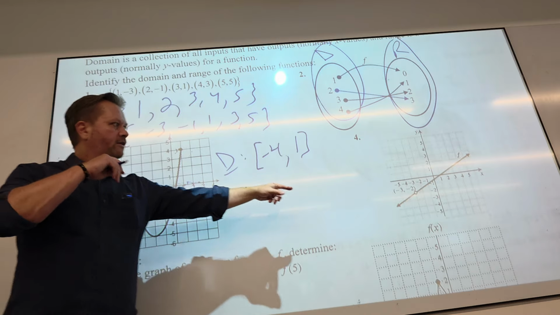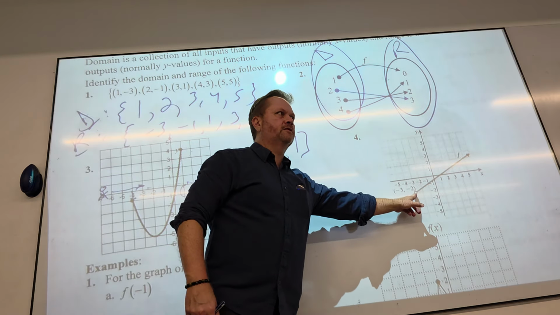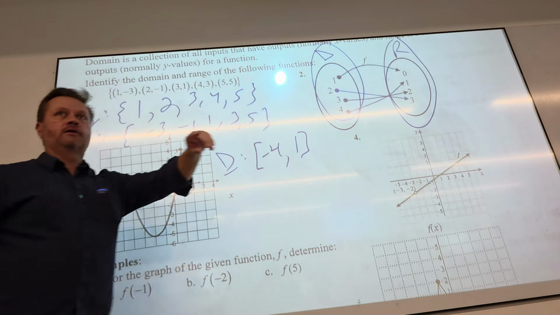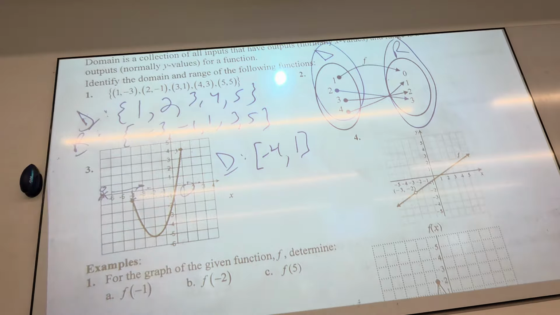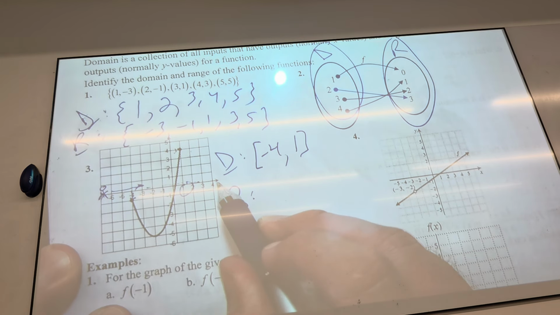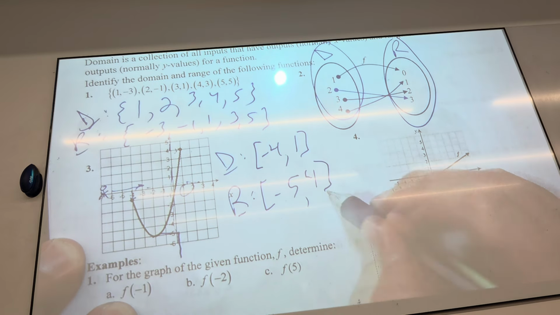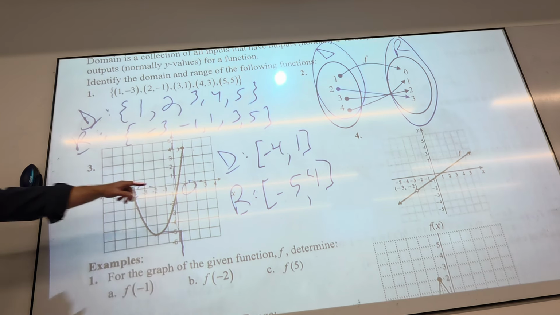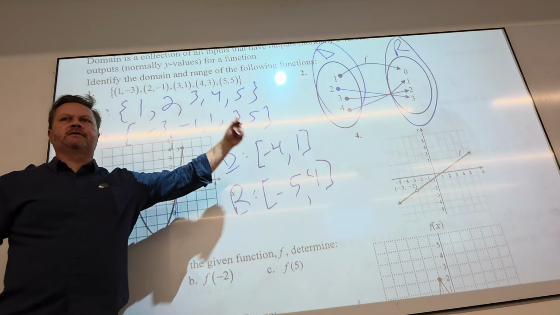What about the range on that one? Yeah, we're going to get there. Range, same thing, except what should my little dude walk along? Not the x-axis. If he's walking here, when does he see it first? -5, and when does he lose sight of it? 4. Yeah, up to 4. All those numbers are outputs.